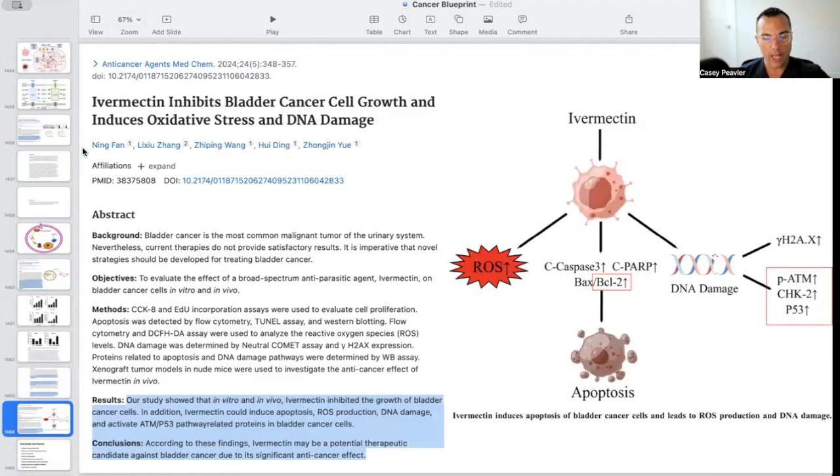Exciting. And then the last slide I'm going to show here is a paper that was published in 2024. It says ivermectin inhibited bladder cancer cell growth and induces oxidative stress and DNA damage. It says here that our study showed that in vitro and in vivo, ivermectin inhibited the growth of bladder cancer cells. In addition, ivermectin could induce apoptosis, ROS production, DNA damage, and activate this ATM p53 pathway related proteins in bladder cancer cells. Conclusion. According to these findings, ivermectin may be a potential therapeutic candidate against bladder cancer due to its significant anti-cancer effects.